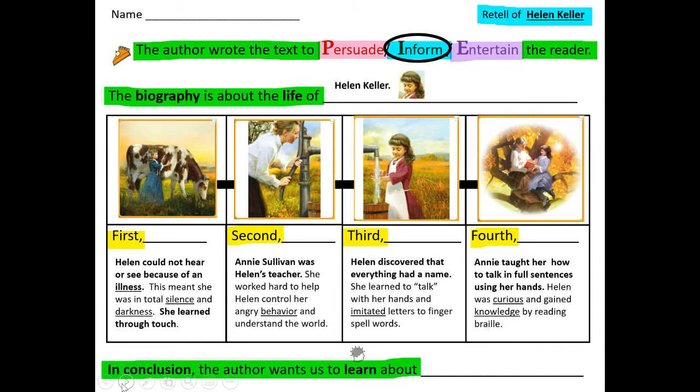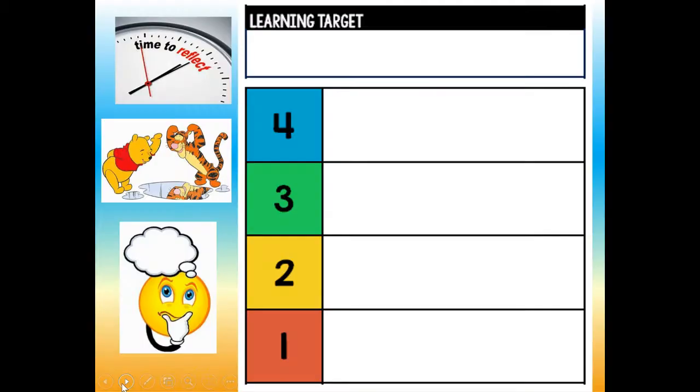In conclusion, the author wants us to learn about, what does the author want us to learn about? In conclusion, the author wants us to learn about Helen Keller's life because it's a biography. Bio means life, and graph means to write. So the writing down of the life of Helen Keller, biography.